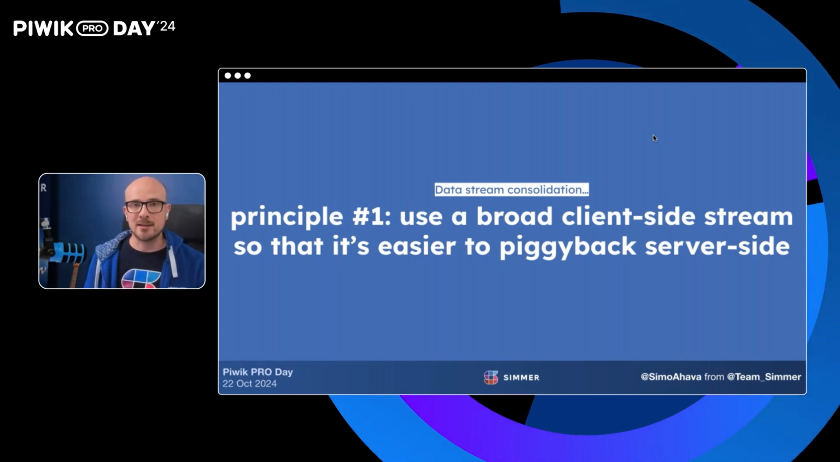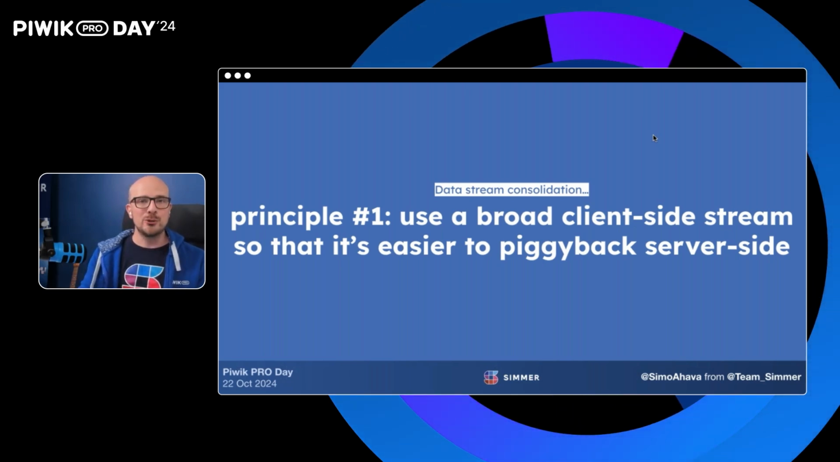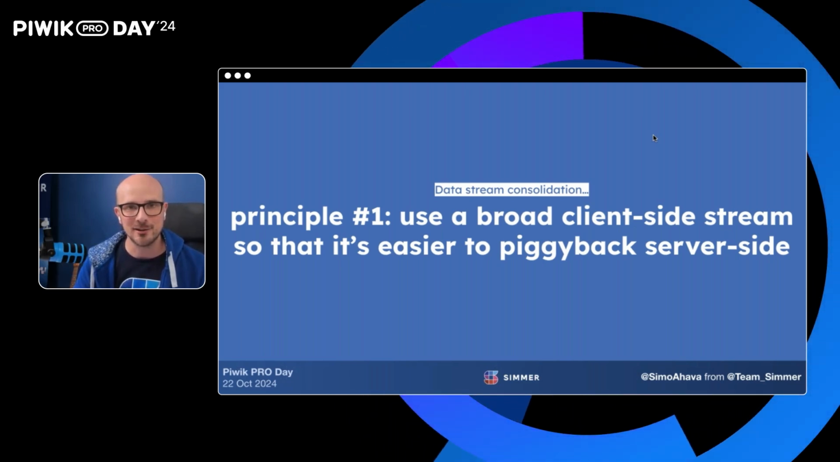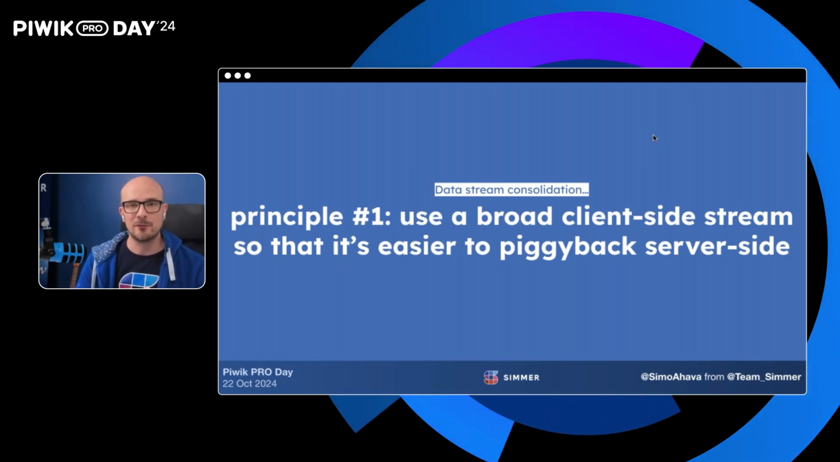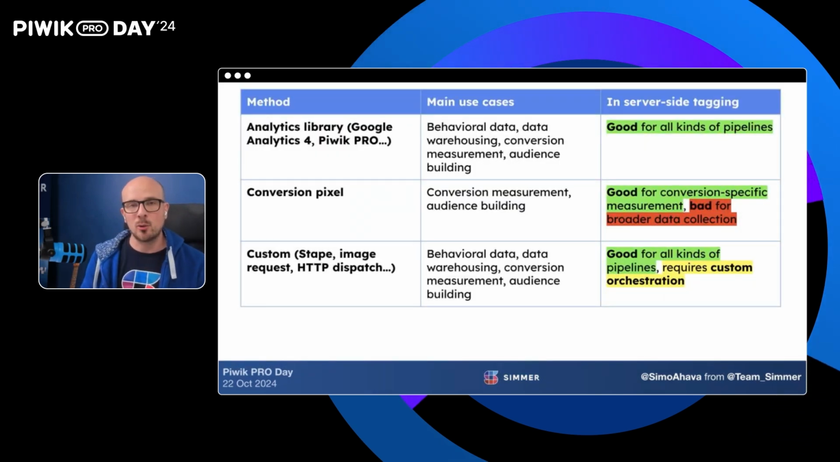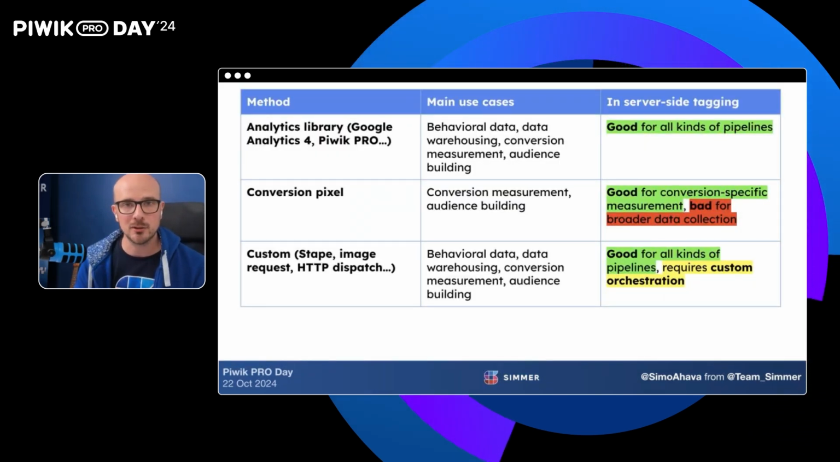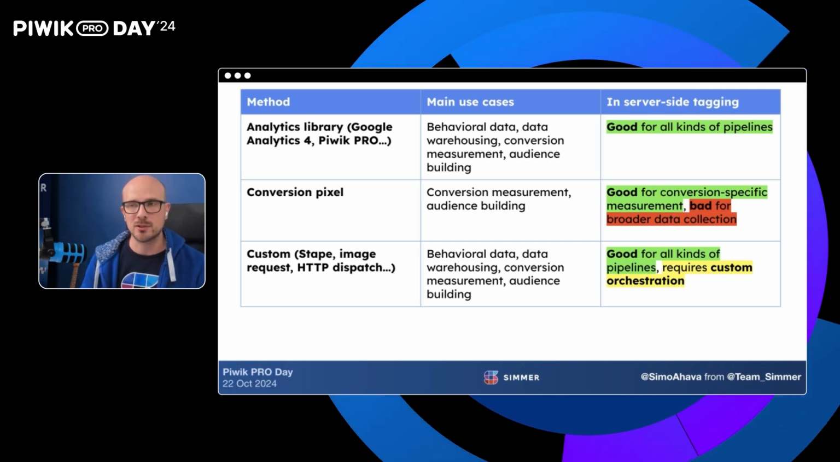For example, if your client-side stream doesn't natively collect a purchase event, then how would you add a purchase event server-side either? If you want to track what happens in the browser, you still need to collect data from the browser. So in this case, you might always want to start with something that already collects a very broad amount of information and then narrow it down server-side to only those events that you are interested in.